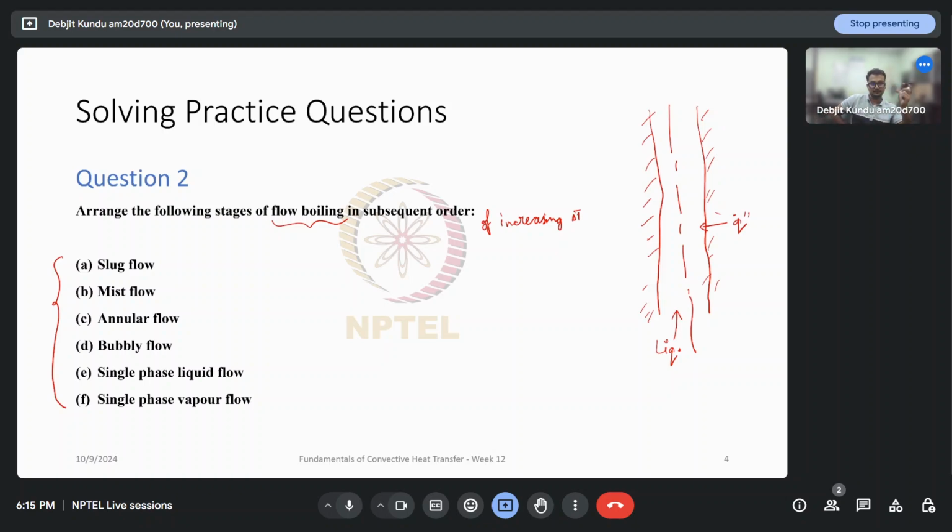Now you have the different stages of flows, characterized by these different names, namely option A slug flow, option B mist flow, option C annular flow, option D bubbly flow, option E single phase liquid flow, or option F single phase vapor flow. You have to arrange them in order of increasing delta T, or rather, if I'm heating the fluid and forcing it to flow this way, then increasing delta T will also be this way, going upwards. So which stages of flow will you encounter first and which stages of flow you will encounter later? You have to arrange them in that order.